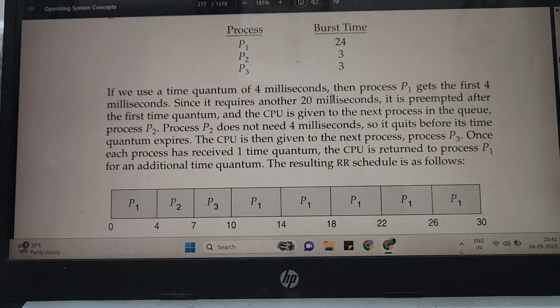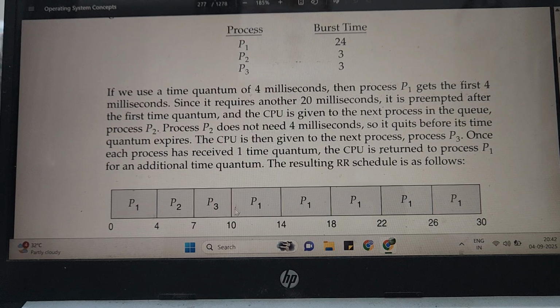The first one is the one given under round robin in your textbook. 3 processes we have. Again, we assume everything arrived at the same time in this sequence. P1 needs 24 units, P2 needs 3 units, P3 also needs 3 units. We assume a time quantum of 4 milliseconds or 4 cycles. So for the first 4 cycles, we use P1. Then for the next 4 cycles, we should use P2, but P2 needs only 3 cycles. So we'll give it 3 cycles and we wrap up.